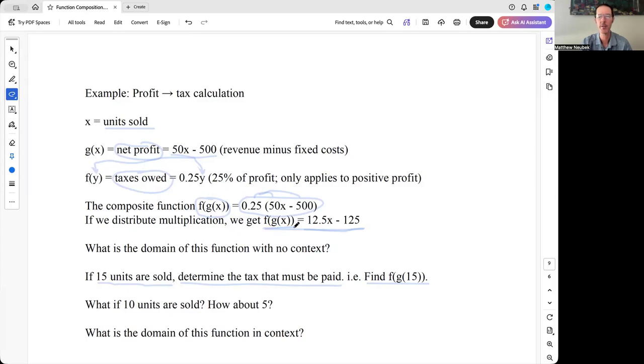Good, because that's what the composite function represents. Now, I want to split the room in half. The right-hand side of the room, over here, your right, my left, I want you to figure out how much tax we owe if we sell 10 units. And then I want the left-hand side of the room to do the same, but calculate the taxes that we owe if we only sell 5 units. All right, right-hand side of the room, what did you get? Zero. Yeah, that's right. So what does that mean?